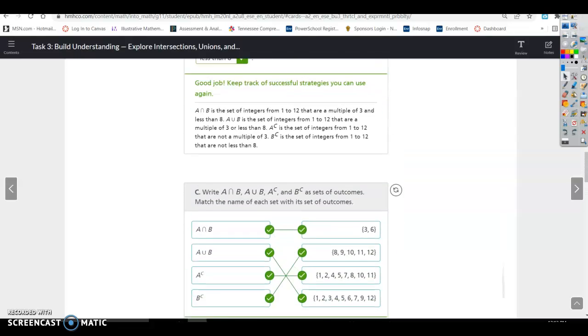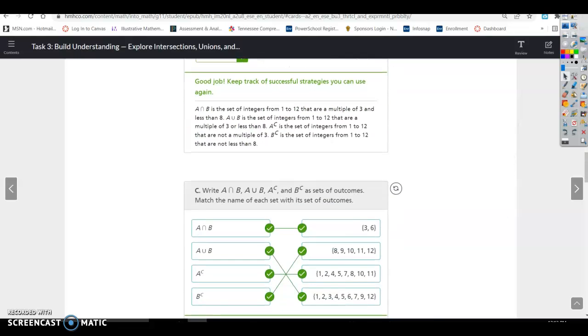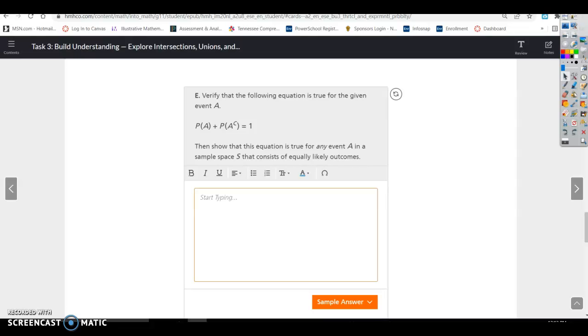All right, so that is true because if you've got the probability of A, here's the probability of A, and then the complement would be all of these plus this, this, and this, and so that would equal everything in the spinner. So that's always going to equal 1. All right, so it says verify that.